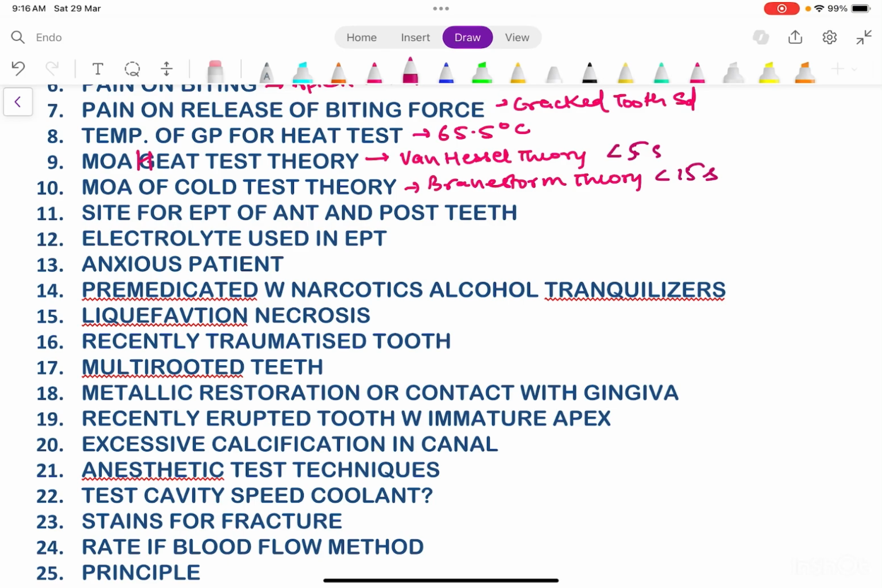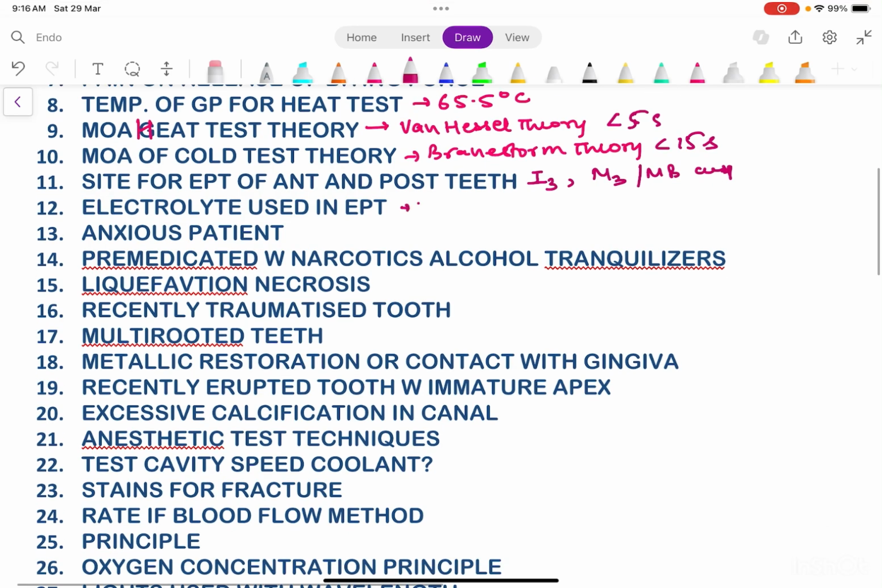Now the site for the EPT of anterior and posterior teeth. In anterior teeth, we usually take it at the incisal third, and in posterior teeth at the middle third or the mesiobuccal cusp. The electrolyte used is Profi paste or a toothpaste.